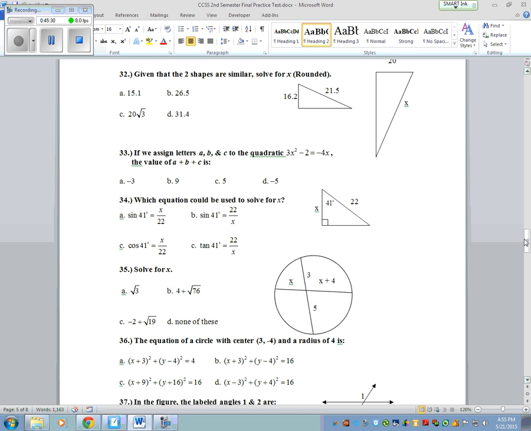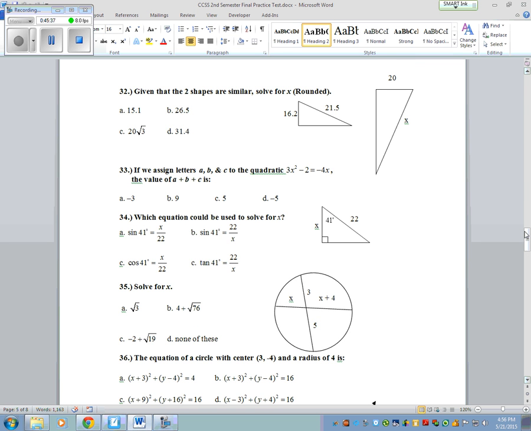So 32, we've got, given that the two shapes are similar, solve for x. So we're told they're similar. When I see that word similar in triangles, I'm thinking proportion. So you see how to set it up here? The 16.2 goes with the 20, right? Equals the 21.5 goes with the x, and then we cross multiply and divide and solve for x.